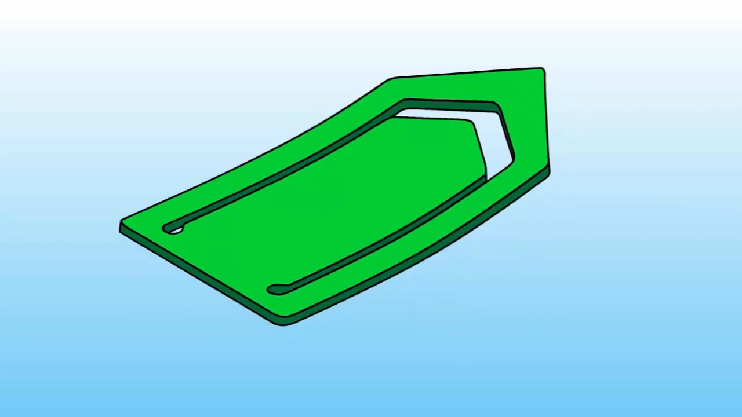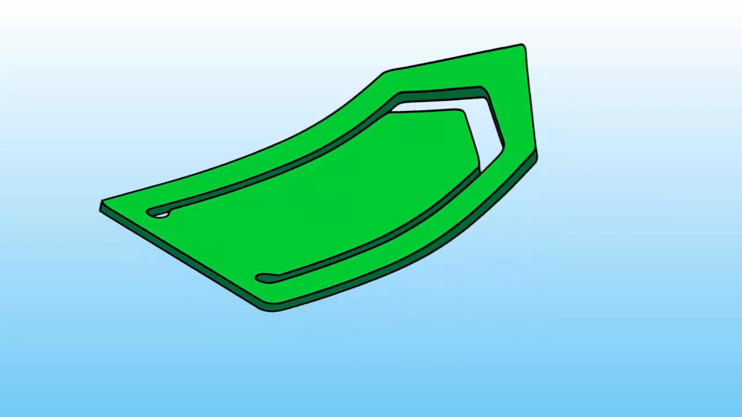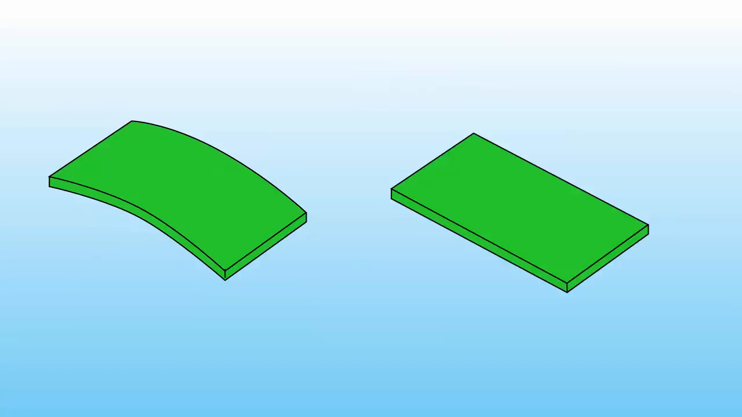Warpage is an out-of-plane change in shape that occurs as the result of parts not shrinking uniformly. We see warpage in two ways: bowing and twisting.